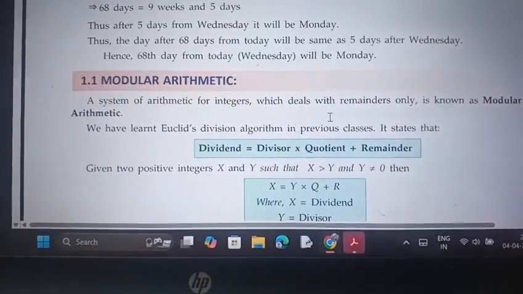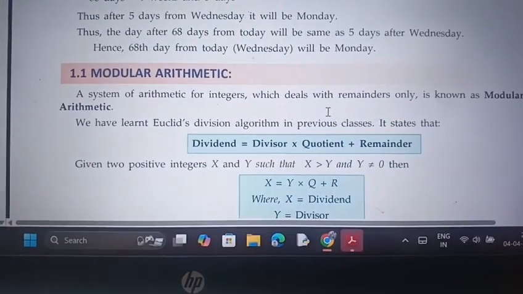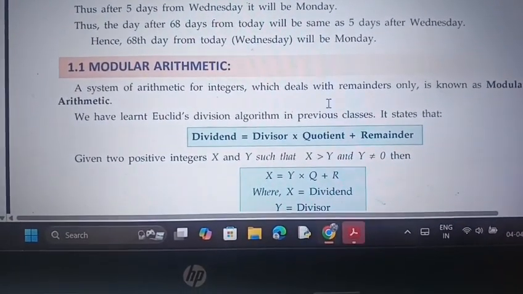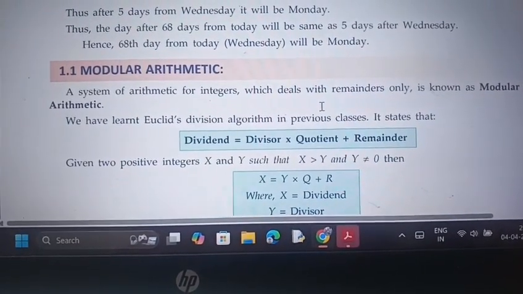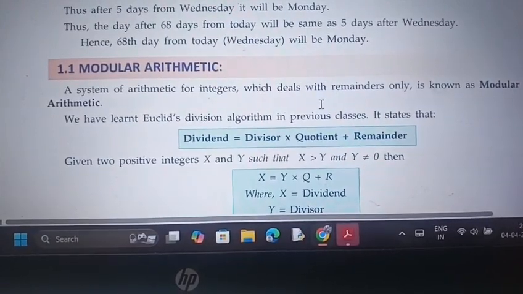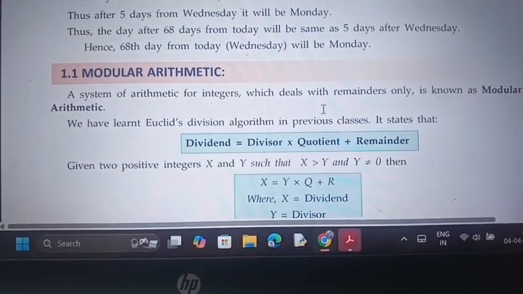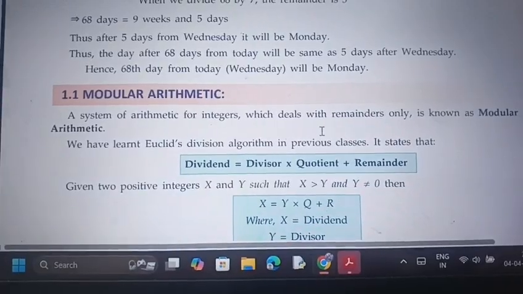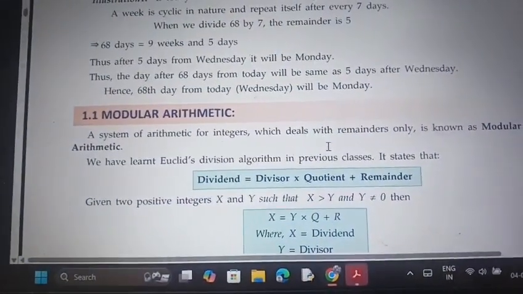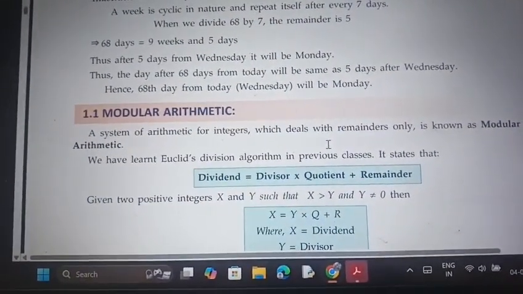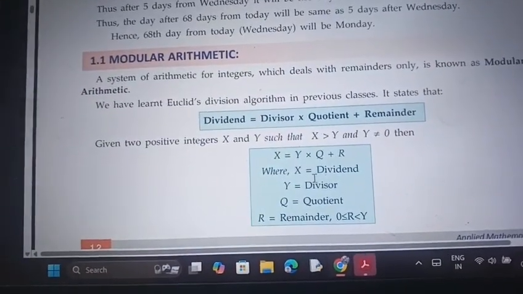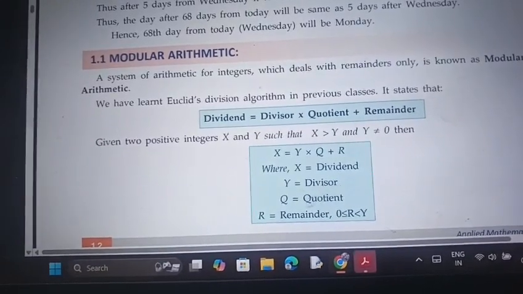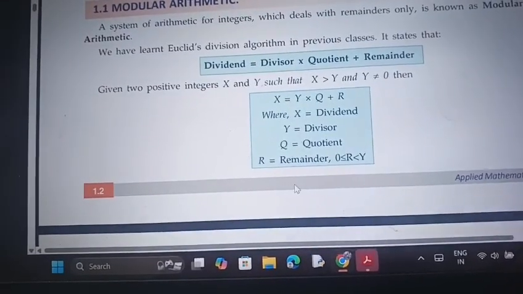Topic 1.1: Modular Arithmetic. A system of arithmetic for integers which deals with remainders only is known as modular arithmetic. We have learned Euclid's division algorithm in previous classes. It states that dividend is equal to divisor into quotient plus remainder. Given two positive integers x and y such that x is greater than y and y is not equal to 0, then x is equal to y into q plus r, where x is the dividend, y is the divisor, and q is the quotient. r is equal to the remainder.